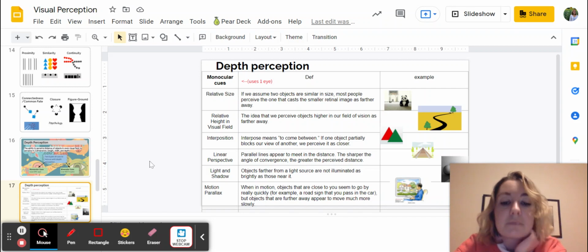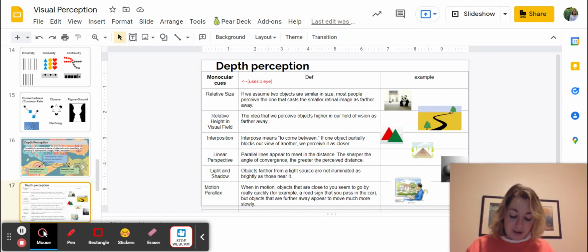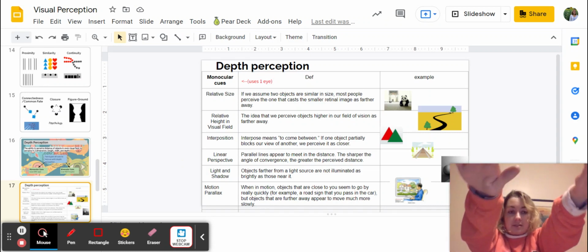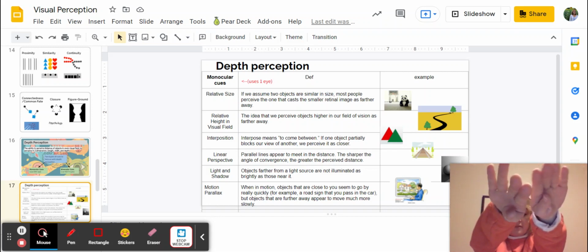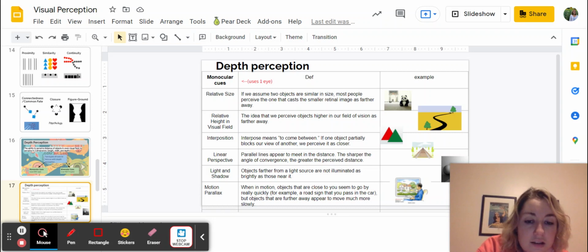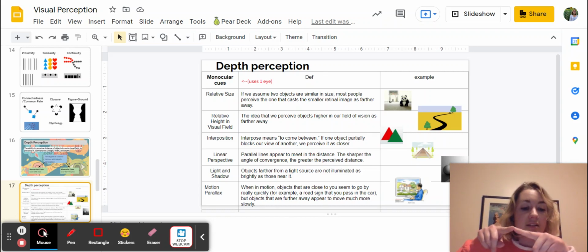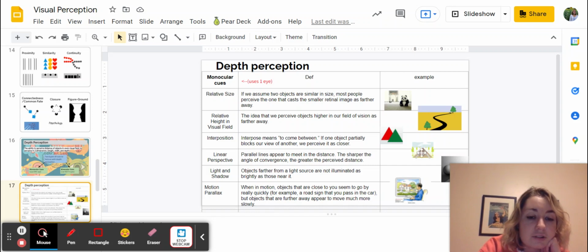Linear perspective has to do with parallel lines, and this is a famous one that you'd use in art. I know my mom talks about this as an art teacher. A great example is railroad tracks. Train tracks always stay parallel, but when we look at them visually head on, as they get farther and farther away, they look like they're converging together. The closer you are to it, the more parallel and straight and normal it's going to be.